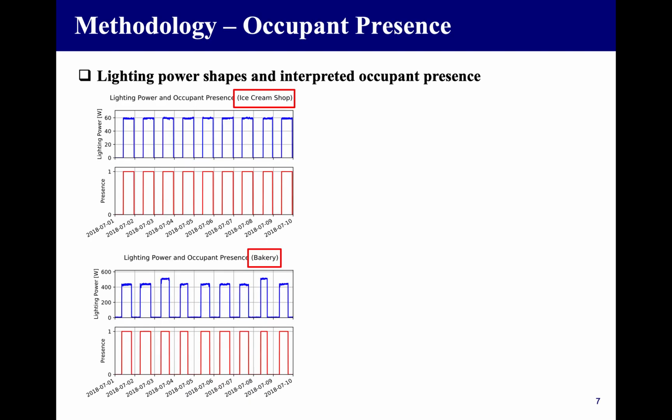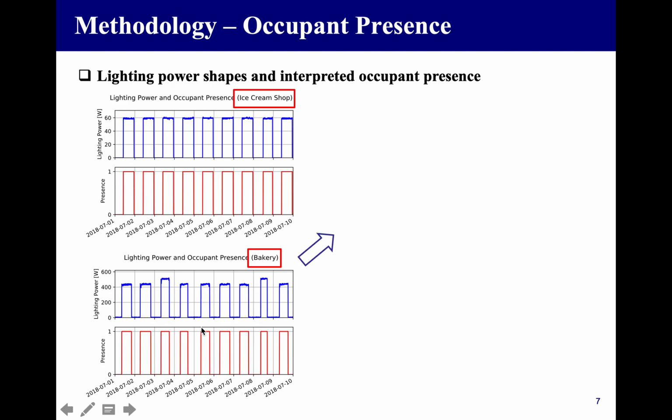For example, here are the 2 case study buildings we used in our paper. One is an ice cream shop and the other is a bakery. We see a difference of lighting power shape in these 2 buildings. For this building, the lighting power shape is very regular for each of the days. But for this building, we see 2 different values for different days.